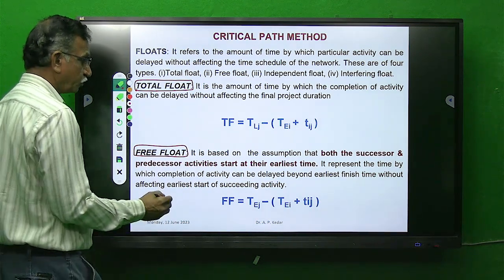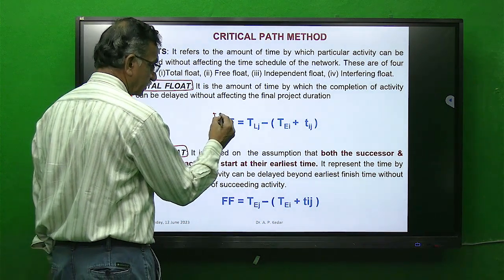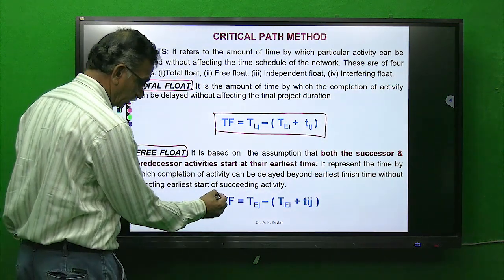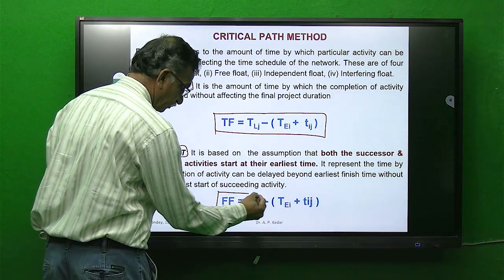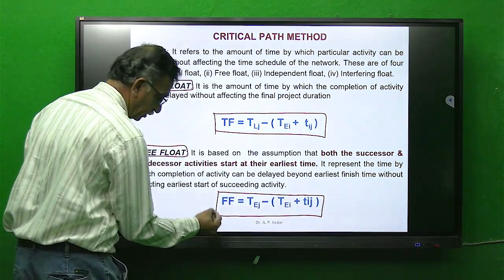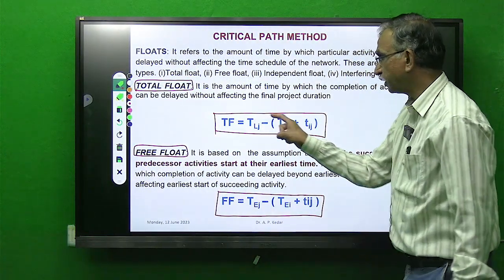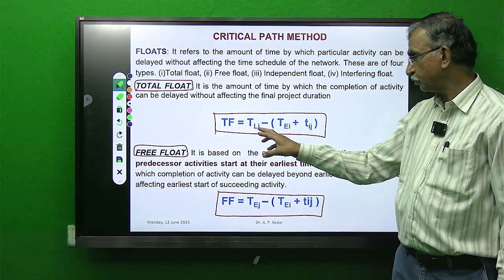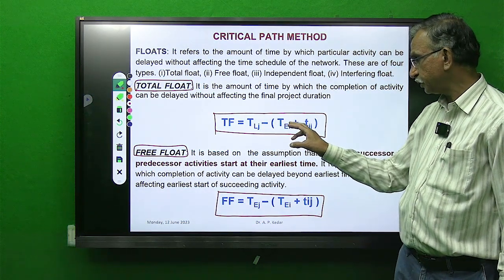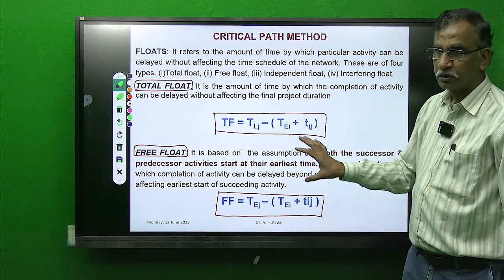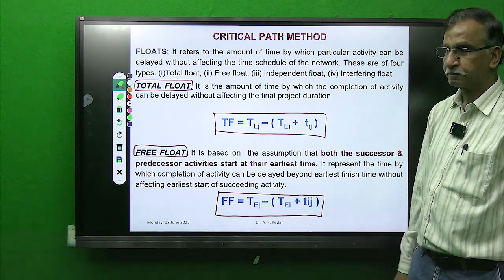Now, as a student, you have to remember these formulas. I will explain the logic behind all these formulas. These are derived formulas from the variables. TF is equal to TLJ minus TI plus TIJ. I will explain all these concepts in detail.